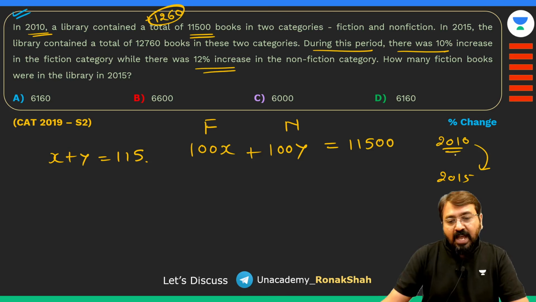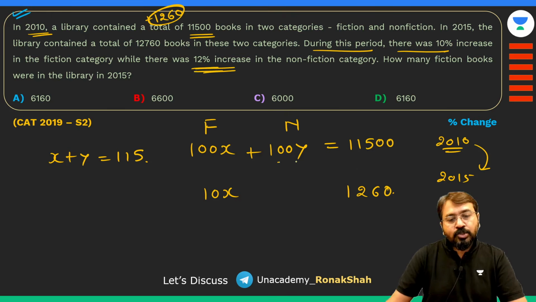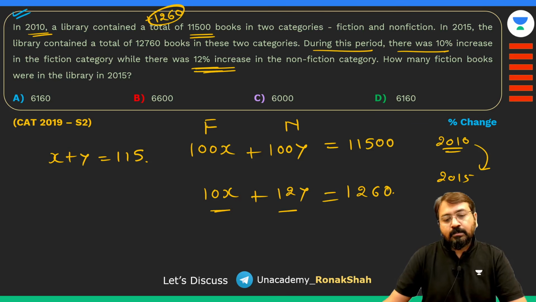And now I know there is an increase of 1260 books, while fiction books has increased by 10%. So 10% of this one will be 10x, and non-fiction books has increased by 12%. So what is 12% of 100y? It is 12y. So can I say due to this, my net increase in the books comes out to be 1260. So I can say 10x plus 12y is equal to 1260.